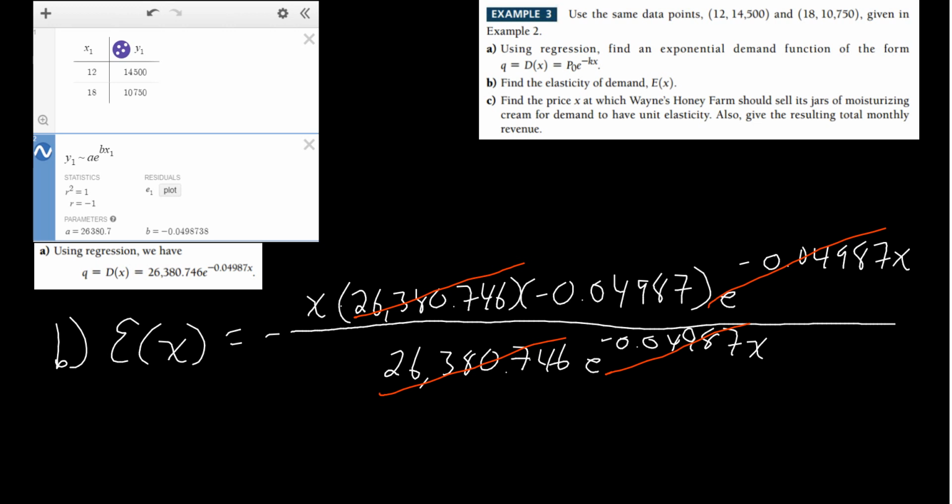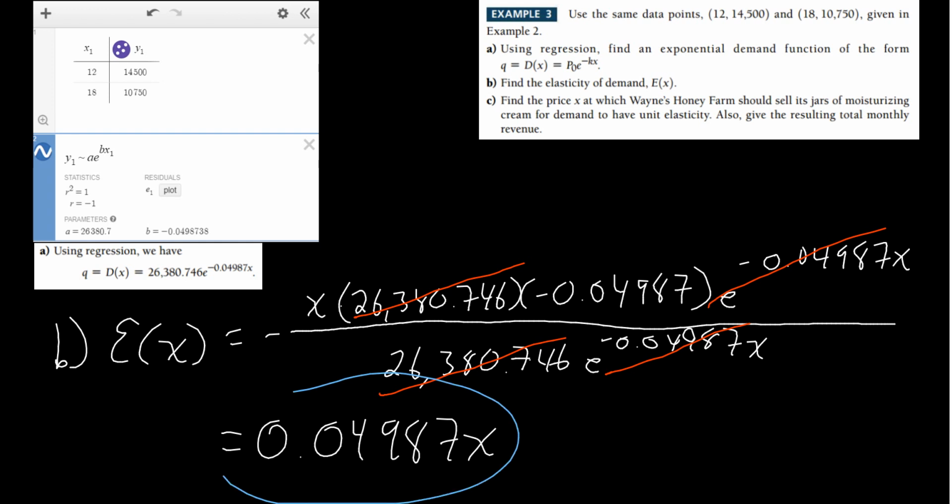So my elasticity equation is just this times this, and of course it's a negative times a negative, so it's going to be positive. It's just going to be 0.04987x, and that's my elasticity equation. And that's B. C wants us to find the price at which we maximize revenue. So we're going to take this elasticity equation and set it equal to 1, and we can do that all by itself over here.